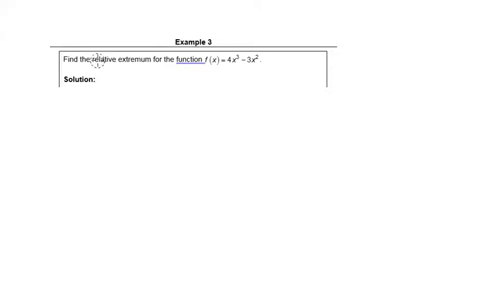In this example, we are going to find the relative extremum for the function 4x cubed minus 3x squared. Relative extremum refers to the maximum or minimum point of this function. It occurs when its first derivative is equal to 0.